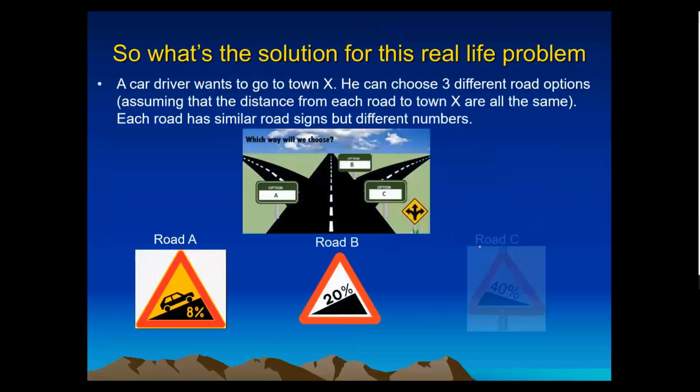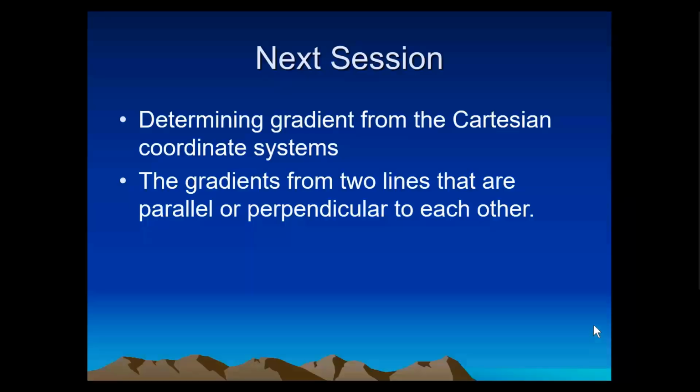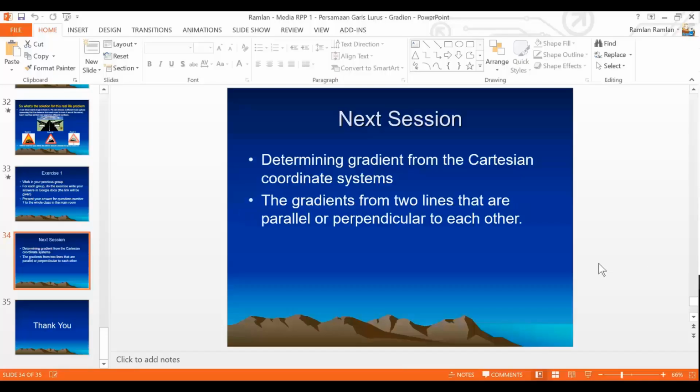Okay, so the next activity is the contextual problems. You guys have different answers, and all of you are correct. I mean, it depends on the needs. One group said 8% because the car is an old car, maybe. But the other group said 40% because it can save energy. Okay, so this is going to be our next session. This is what we're going to learn next session.